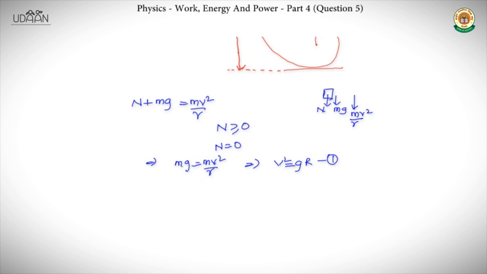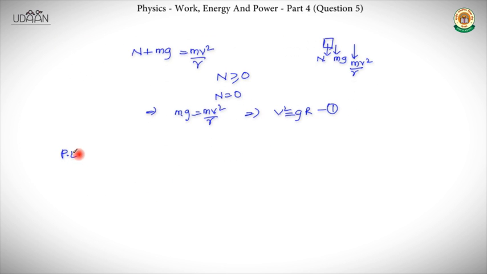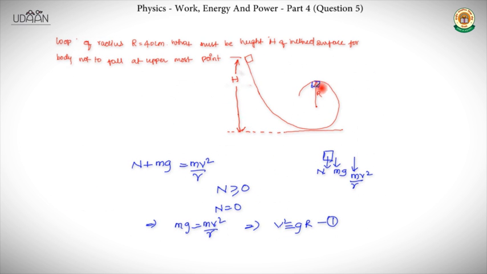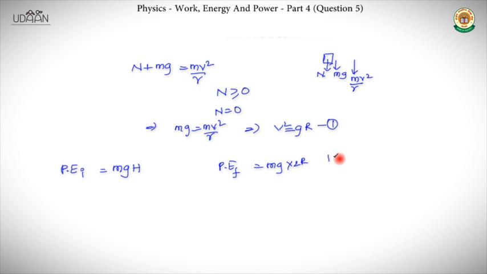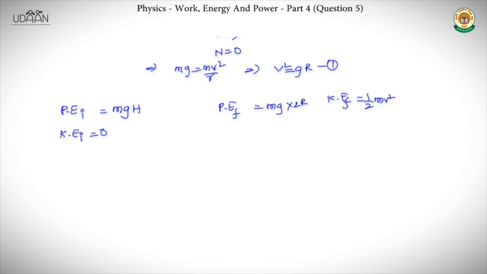Now initially the body is at height H, so the initial potential energy of the body is mgH. The final potential energy of the body is mg into 2r, as the height of the body at the final position is twice the radius, that is the diameter. The final kinetic energy will be half mv square, and since the body is initially released from height H, the initial kinetic energy is 0.